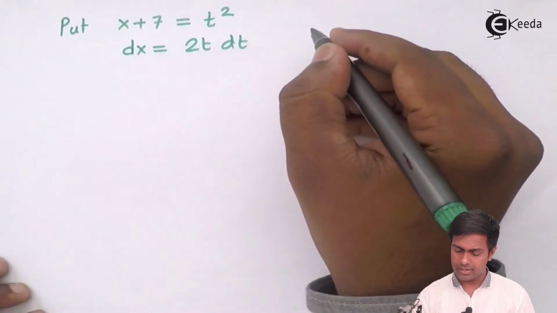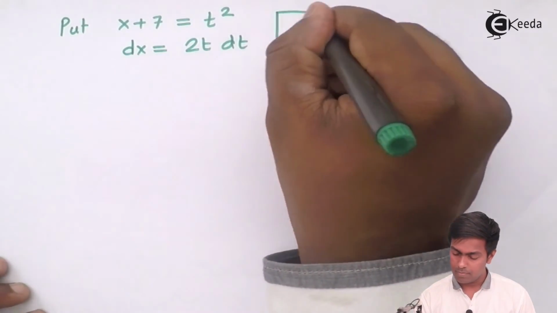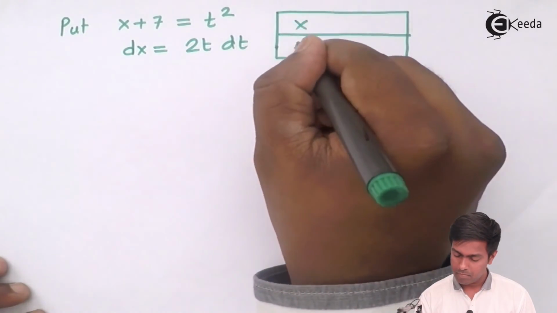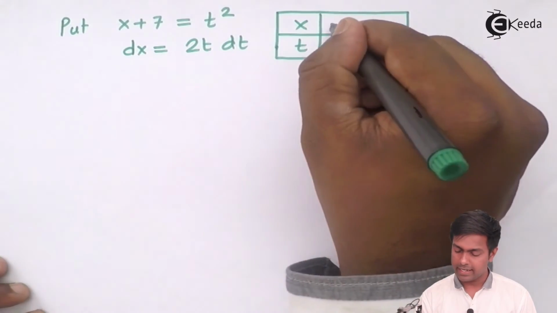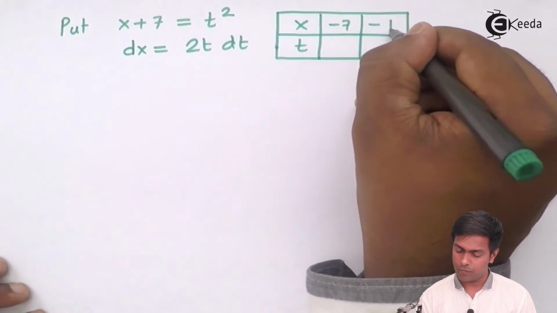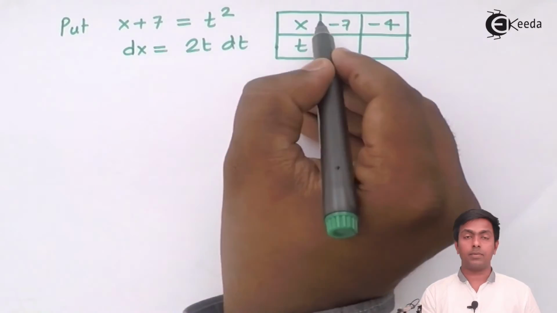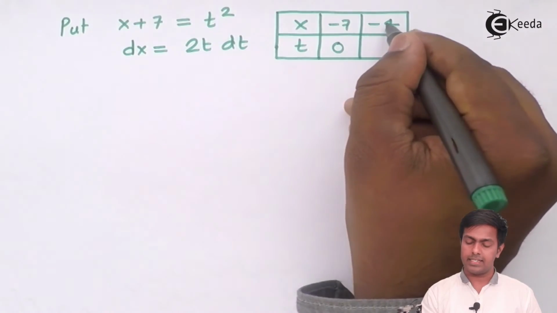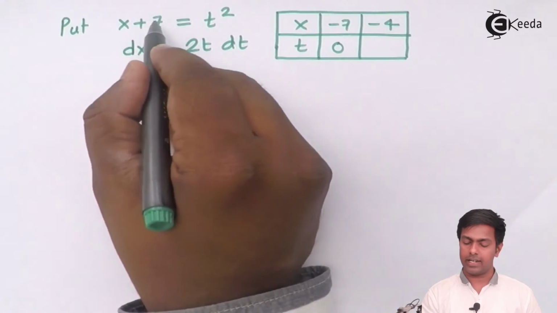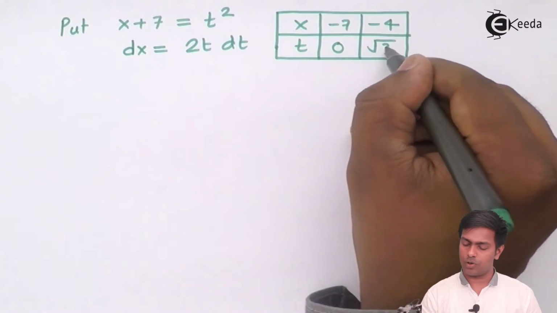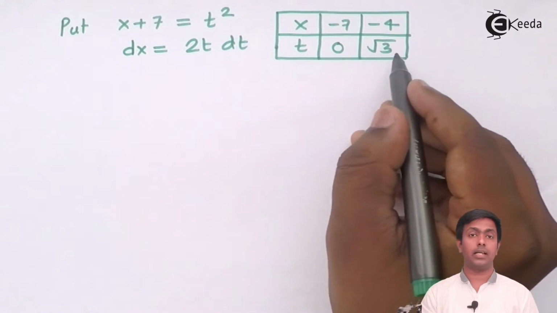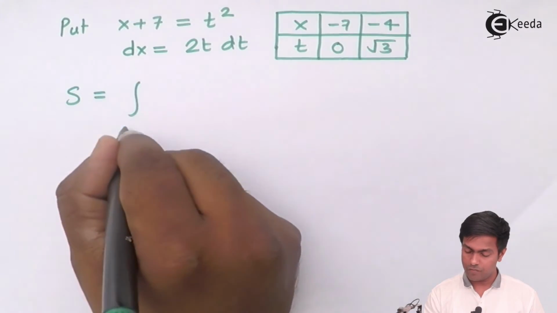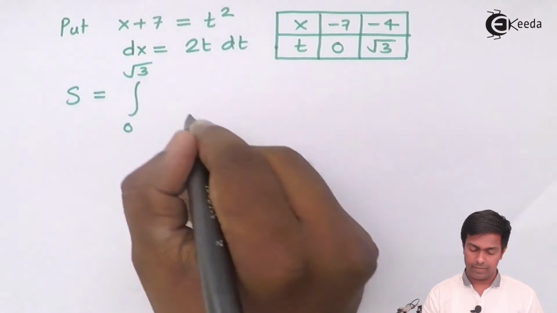Let's observe the limits. So for x is -7 to -4. So when x is -7, we'll get -7 plus 7, which is 0. When x is -4, we'll get 3. So root of 3, that is square root of 3. So guys, these are the limits for t. So we'll get answer of s as integration from 0 to under root 3.